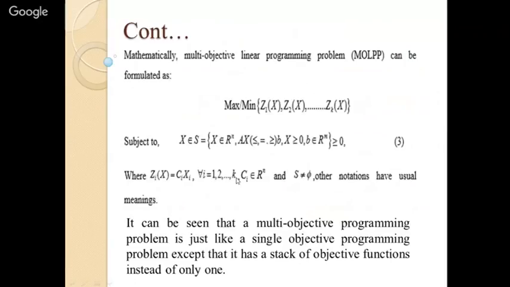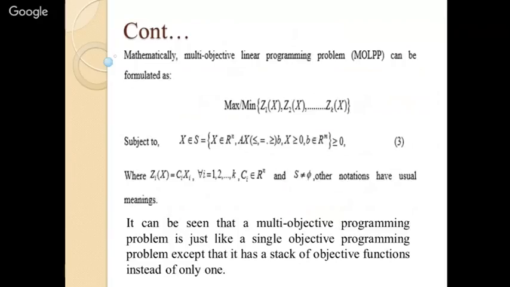C is again a cost matrix, and we assume that S is not phi. It means the feasible region should not be an empty set. Other notations have the usual meanings. Just like in LPP or in programming problems, we define A as the coefficient matrix, b as the requirement vector, and all the objective functions are C multiplied by X. So C is the cost matrix. It is the same way, but the concept is that we have more than one objective function. That is why it is called the multi-objective programming problem.